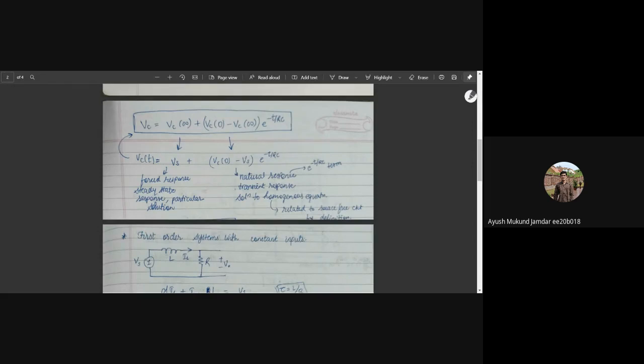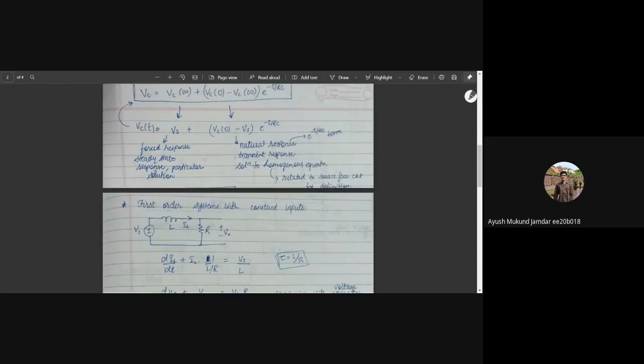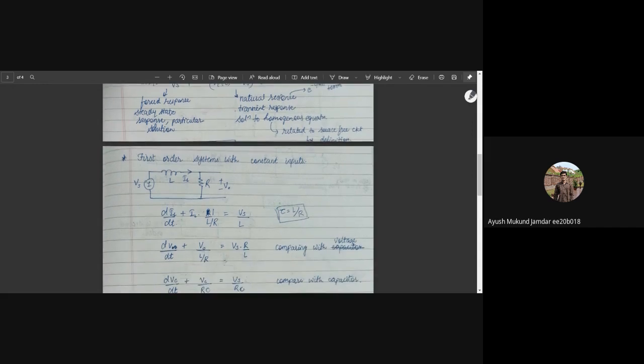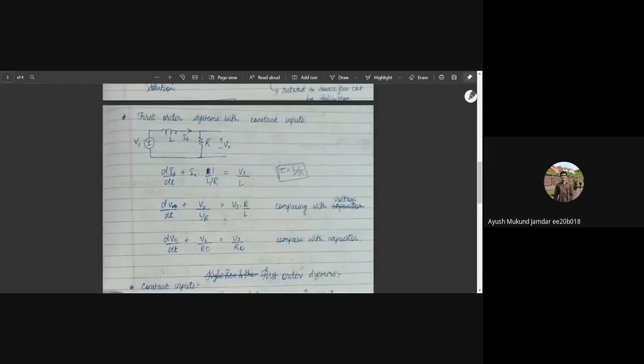R into C, that is the denominator of this one. So when we talk of inductors, the equation will change slightly. That is, the potential drop across the inductor is L di/dt. So dIL/dt plus IL times R/L is equal to Vs/L. This gives an equation similar to what we saw in the capacitor equation.